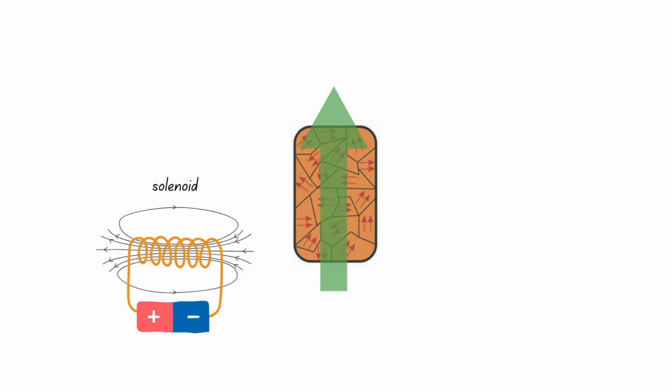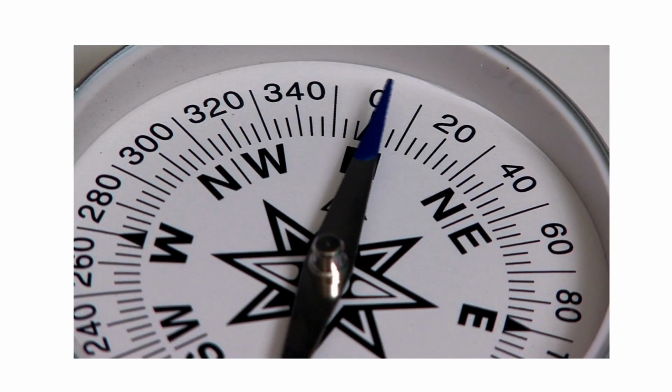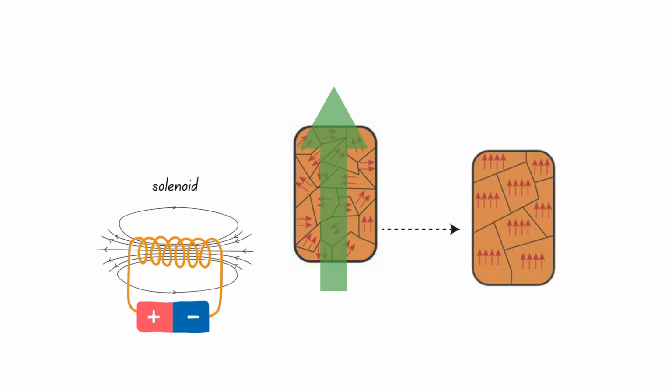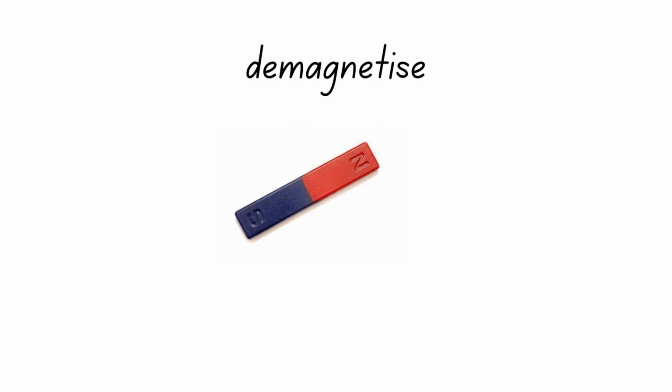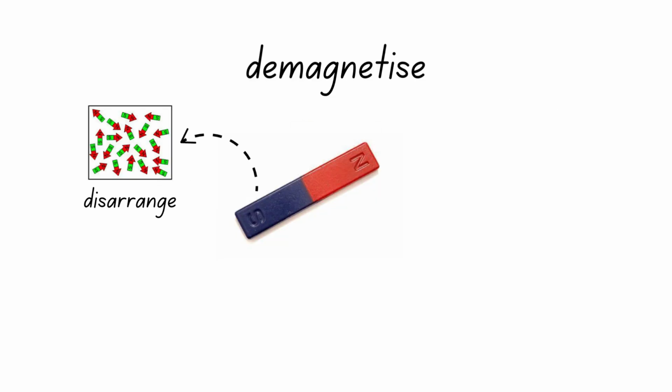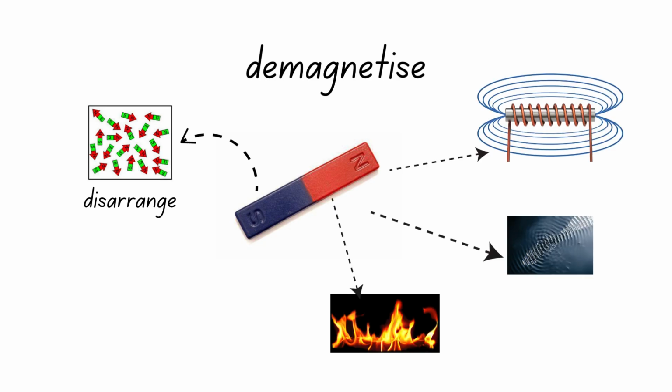When exposed to an external magnetic field, such as that of a solenoid, these domains are forced to align with the external field, like how a compass aligns with the Earth's magnetic field, thus causing the substance to become magnetic. To demagnetize a substance, you need to disarrange the domains by subjecting the metal to sufficient heat, mechanical vibrations, or a rapidly changing magnetic field produced by AC.